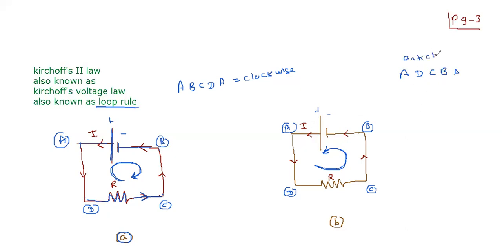So the loop direction may be from negative to positive, but the current direction is always from positive to negative. It won't change for us. Just because I don't like it, the current direction won't change. Current always goes from where to where? Plus to minus. Current direction never changes for our own loops.